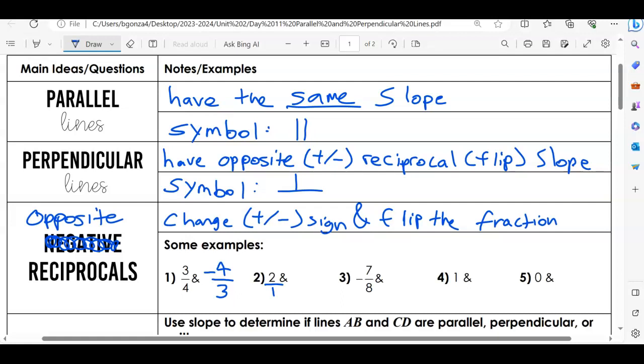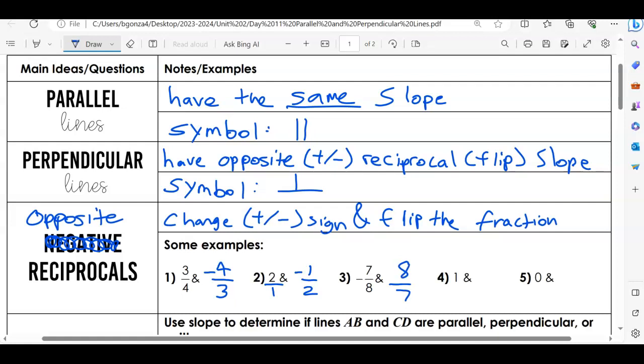All right. So 2/1 is positive. We change it into a negative what? Negative, but you got to flip it and it becomes what? Negative 1/2. Okay? So always do 2 things. Change the sign, flip the fraction. Negative 7/8 becomes what? A positive what? 8/7 is good.